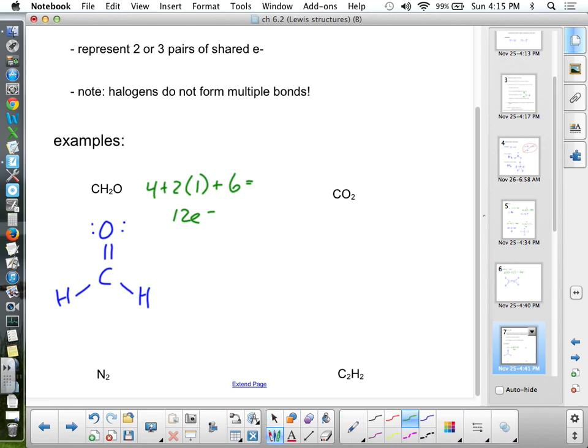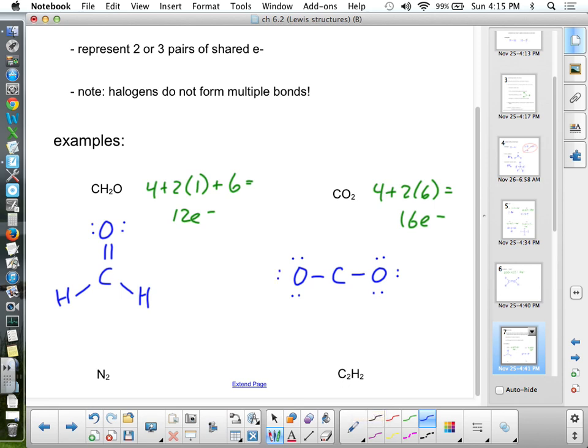CO2 is carbon dioxide. 4 from carbon plus 6 from each of the 2 oxygens. 2 times 6 is 12 plus 4 is 16 electrons. I'll place the carbon in the center. 2, 4, 6, 8, 10, 12, 14, 16.